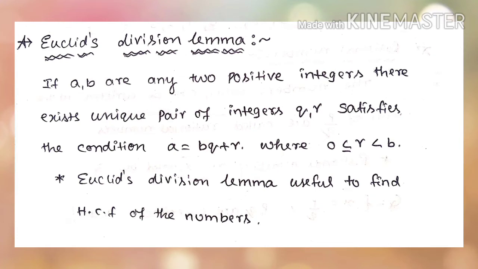Euclid's division lemma. If a, b are any two positive integers, there exists a unique pair of integers q and r satisfying the condition a is equal to bq plus r, where 0 is less than or equal to r, less than b. Right? Now this Euclid's division lemma is useful to find the HCF of numbers. Are you clear? The next slide.